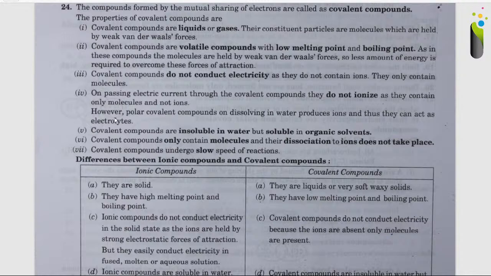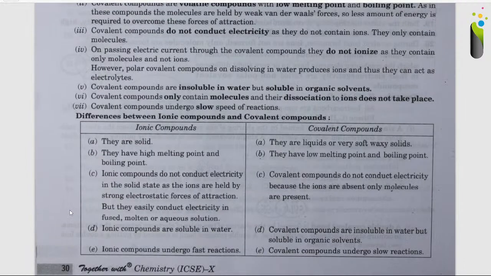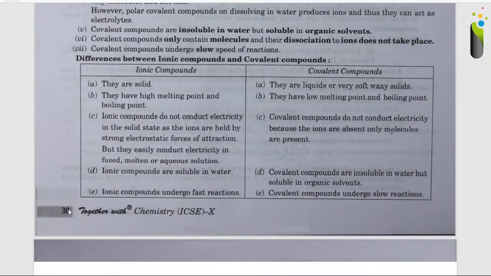molecules and not ions. However, polar covalent compounds on dissolving in water produce ions, and thus they can act as electrolytes. Covalent compounds are insoluble in water but soluble in organic solvents. Covalent compounds only contain molecules and the dissociation to ions does not take place. Covalent compounds undergo slow speed of reactions.